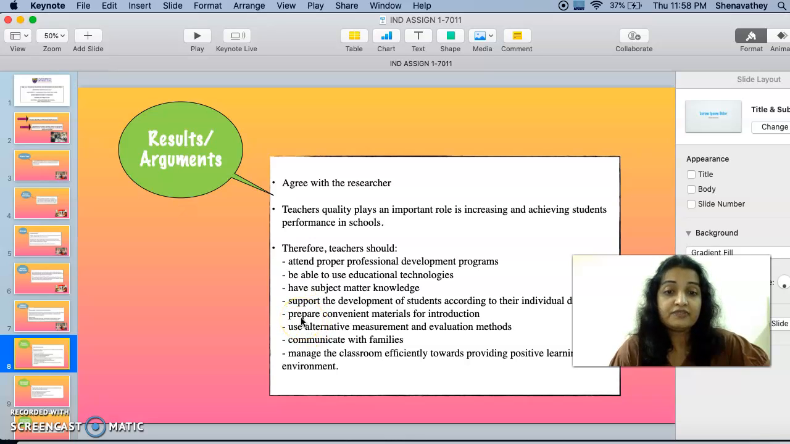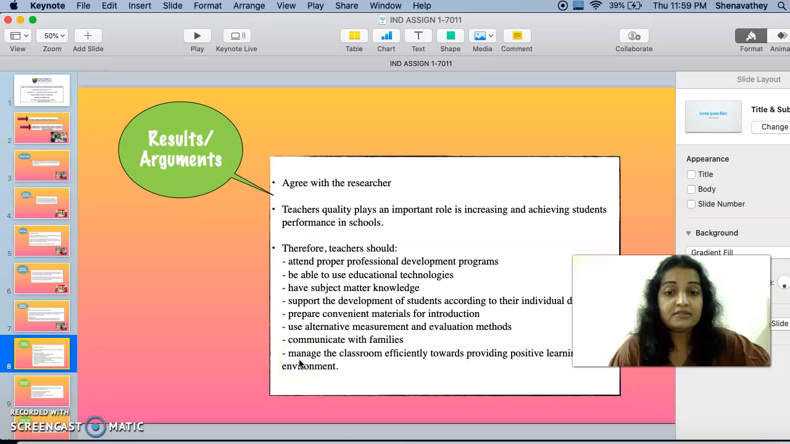Prepare convenient materials for introduction. This is also important in order to engage students in our lessons. Use alternative measurements and evaluation methods. So based on the subject and also students' ability, we should come up with a very appropriate measurement and evaluation method for them. Communicating with families is also part of the teacher's job, where it's important to ensure we have good bonding with families in order to update them about the kids, about their progress in studies.